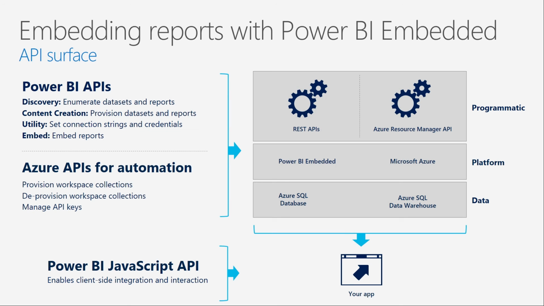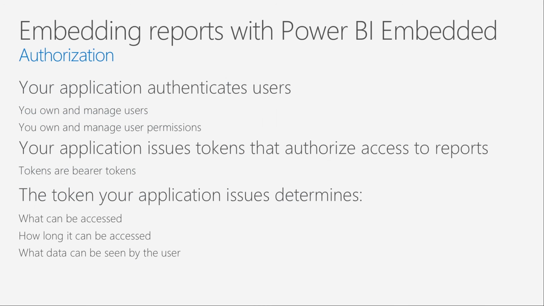There are APIs for automation. So with Azure, pretty much anything can be scripted. So whether it's the provisioning of the entire service, you could set that up. And then there's a JavaScript API, which is a client-side API allowing seamless interaction and bidirectional communication with the report, which is where we'll head in the next topic.